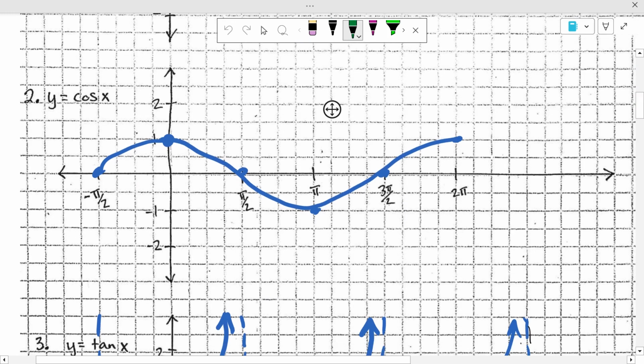Okay, cosine of x. You don't need this tail on the left-hand end. I just added a little bit to it. But it's 0, 1, pi over 2, 0, pi, negative 1, 3 pi over 2, 0, 2 pi, 1.